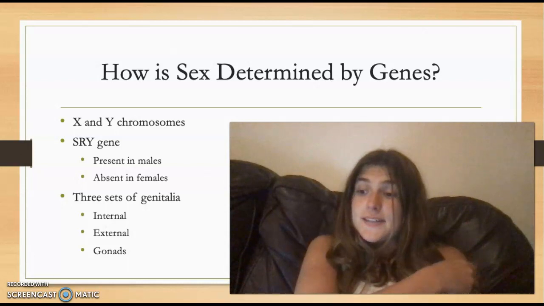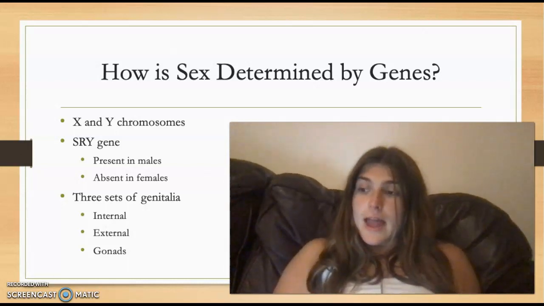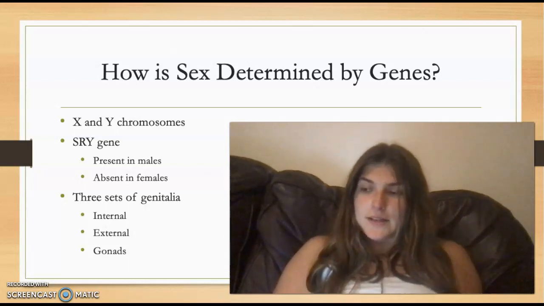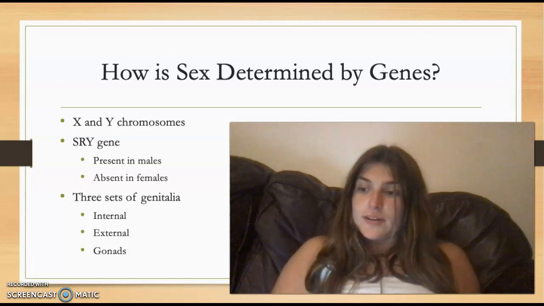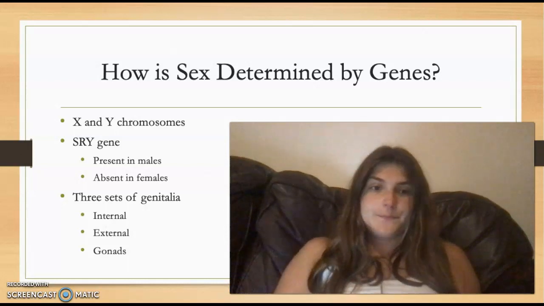There are three sets of sex organs: the internal genitalia, the external genitalia, and the gonads. The female gonads are the ovaries, and the male gonads are the testes. The external genitalia consist of external reproductive structures. The internal genitalia are the ducts that connect the gonads to the external environment and consist of accessory glands.